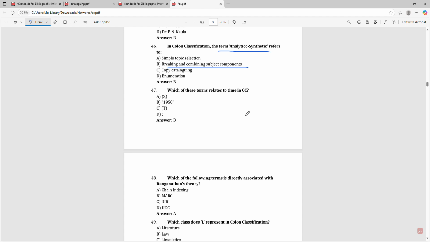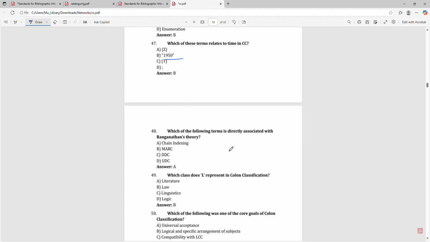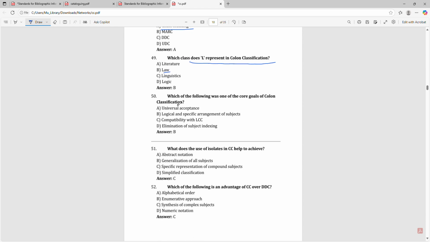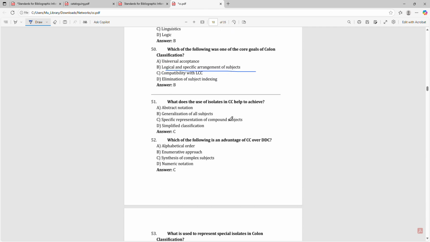Which of these terms is related to time in CC? That is 90-50. Which of the following terms is directly associated with Ranganathan's theory? That is chain indexing. Which class does L represent in CC? That is law. Which of the following was one of the core goals of CC? Logical and specific arrangement of the subject. What does the use of isolates in CC help to achieve? Specific representation of the compound subject.